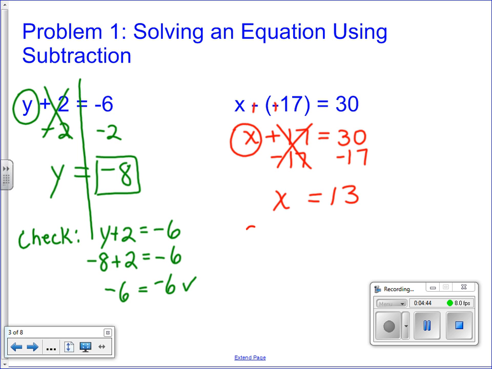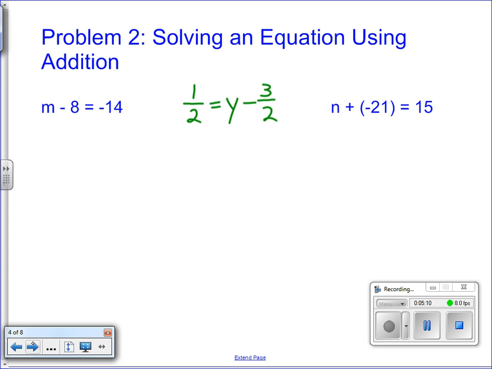To check, you want to replace 13 for the x in the original equation and make sure that you get 30. I recommend using a calculator to check yourself, and this way you know that you have a correct answer. All right, if you have any questions, please jot those down and then bring them to class.